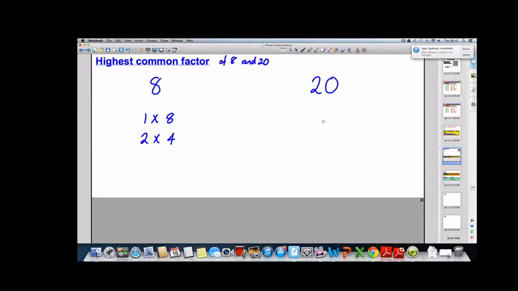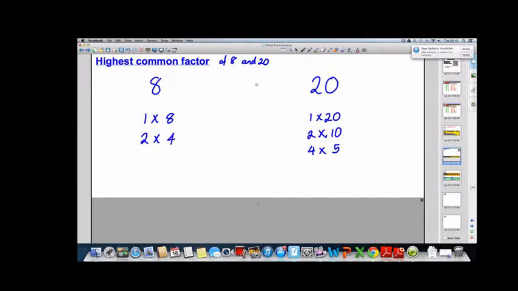What about 20? Well, you can have 1 times 20. You could have 2 times 10. 3 doesn't go into 20. You could have 4 times 5. 5 does, but it would be the same as 5 times 4. 6 doesn't, 7 doesn't, 8 doesn't, 9 doesn't, 10 does, but it's the same. And these are all the factors of 20.